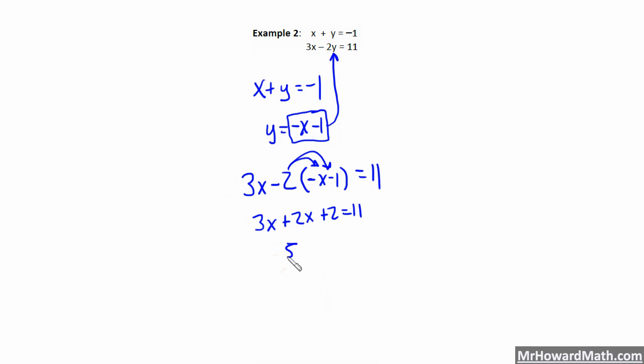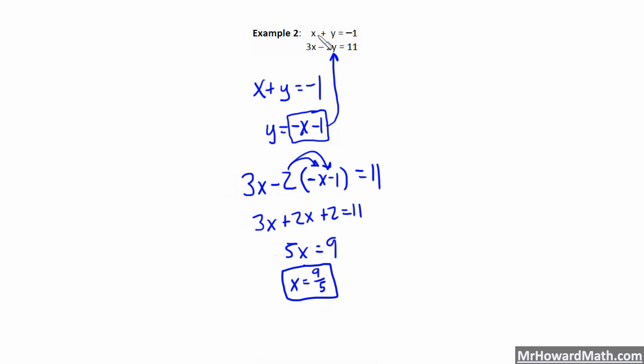Combine my like terms, I get 5x, and I'm going to subtract 2 from both sides and get 11 minus 2 is 9. So 5x equals 9. So divide by 5 on both sides, and I get x equals 9/5. Okay, so part of it's done. x equals 9/5. Now I'm going to take this 9/5 and substitute it back into one of the equations. Again, I have a choice here. I can substitute it back into either equation.